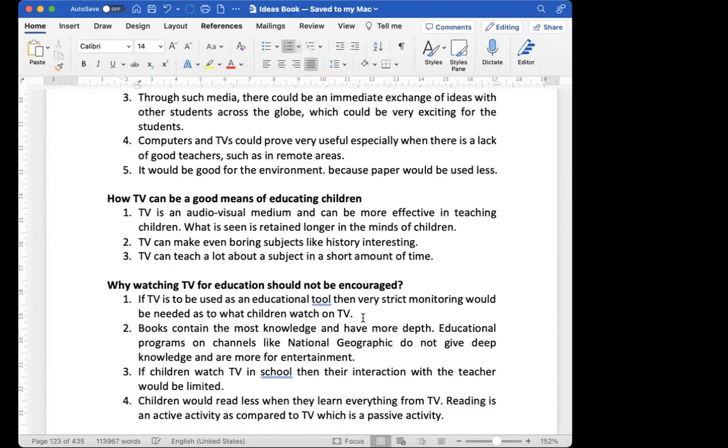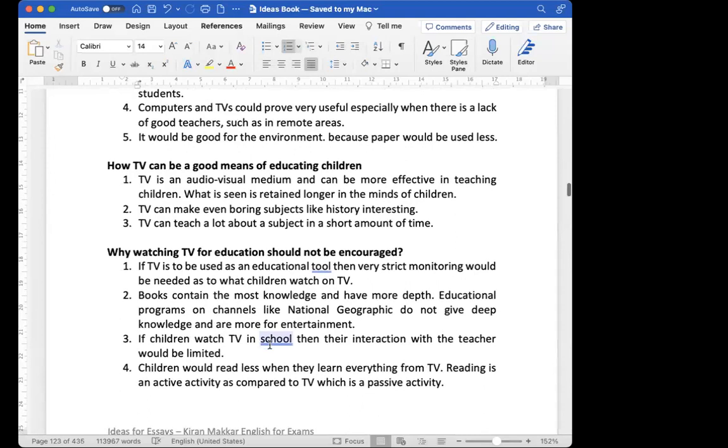And why watching TV for education should not be encouraged. If TV is to be used as an educational tool, then very strict monitoring would be needed as to what children watch on TV. Books contain the most knowledge and have more depth. Educational programs on channels like National Geographic do not give deep knowledge and are more for entertainment.